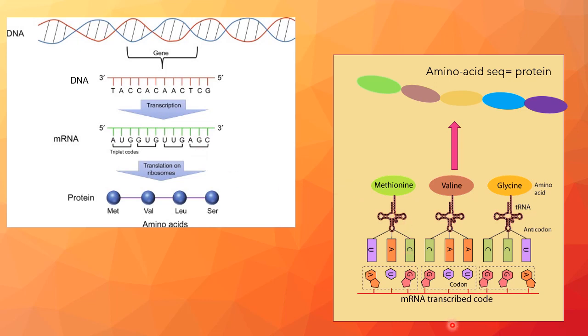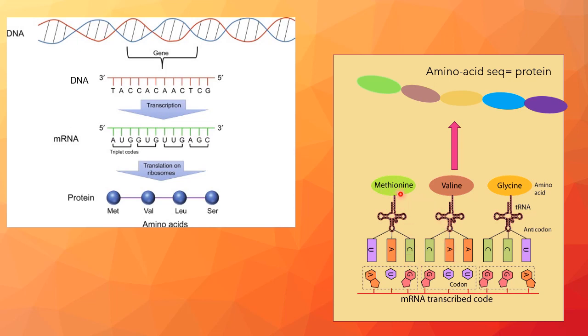Now here you can see, this is the mRNA transcribed code. This is the code AUG, which will code for methionine. Then GUG will code for valine, and then GGA will code for glycine. The tRNA will come, it will have the anticodons. Those anticodons will read the code on the mRNA, and if it matches, then it will code for the particular specific amino acid.